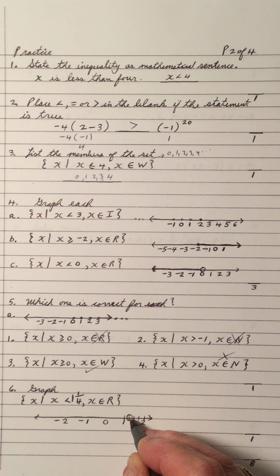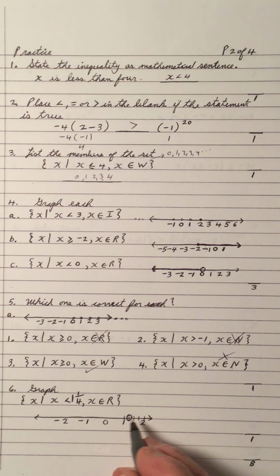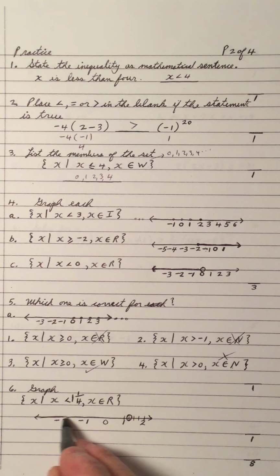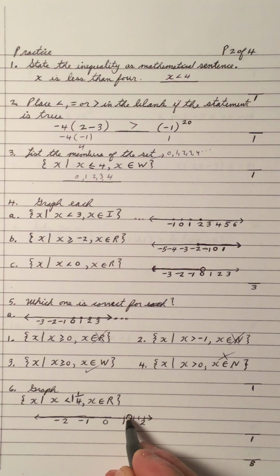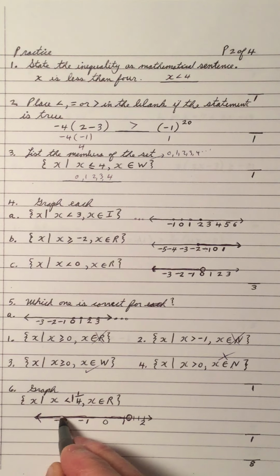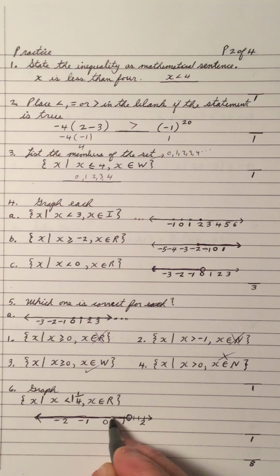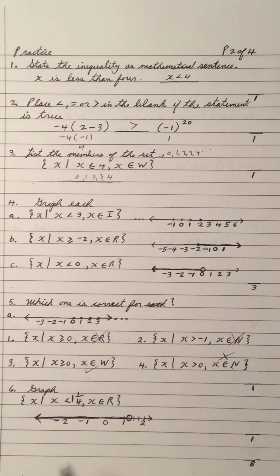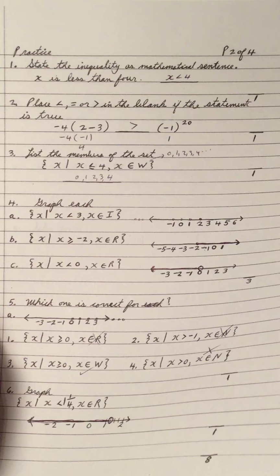That's 1 1/4. And we have to go less than. So less than is on the left. So there it is. Again, repeat. It's a shaded line, and it's a hollow dot because it's not an equal sign. Give yourself another mark if you're right. And total up your page out of 8. Let's go to the next page.